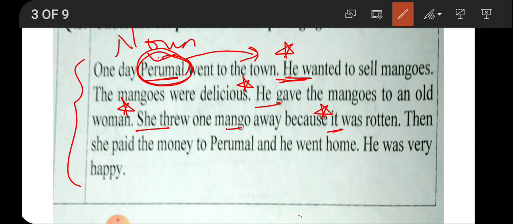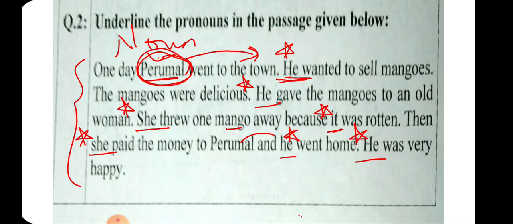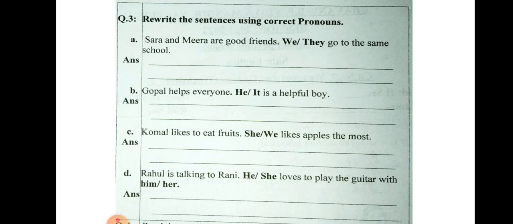So it is a pronoun. Then she paid. Again she. She paid the money to Perumal. Perumal is a noun. And in place of Perumal, he went home. Again, he was very happy. So the lines with the star are the pronouns, beta. Okay, next now, yes, rewrite. Question number 3, rewrite means write again.